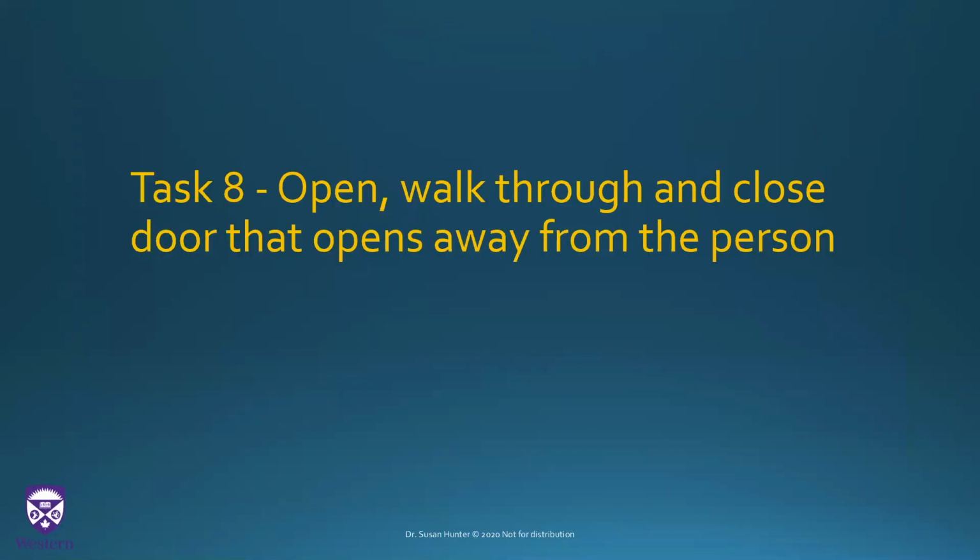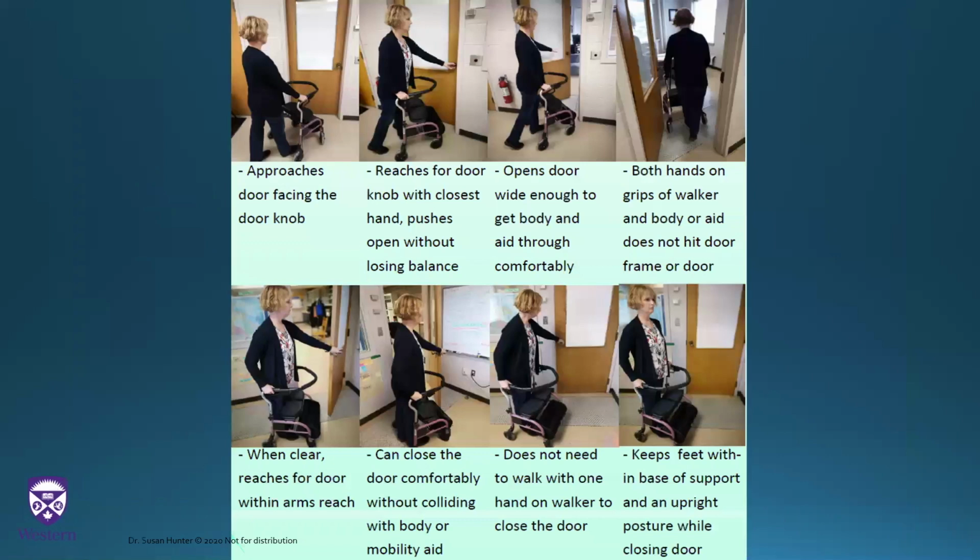Task 8, again, is to open, walk through, and close a door that opens away from the person. Granted, these are more complex activities, but it could also be about how they're able to access their bathroom facilities. There are 8 features of being able to do this that we broke down to: when they approach the door, they approach it facing the doorknob, they reach for the doorknob with their hand closest to it, and they're able to push open the door without losing balance. They are able to open the door wide enough to get their body and aid through comfortably.